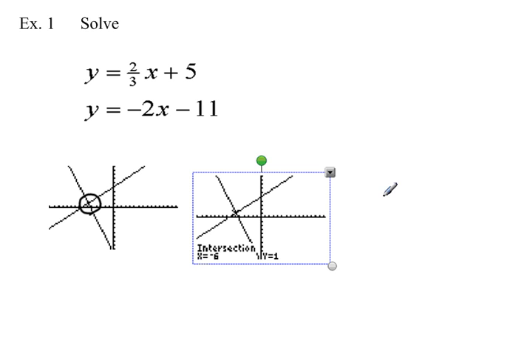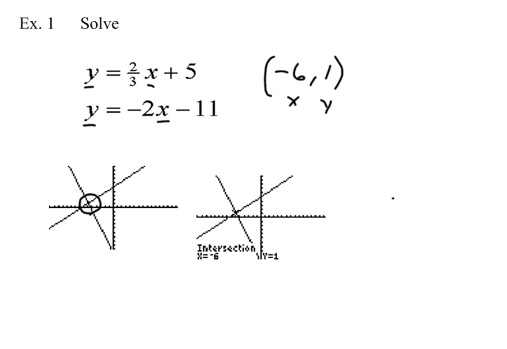Okay, so what does that mean? So our answer here, let me write it as a point, negative 6, comma 1, meaning this is the value for x and y that we can plug into both of these equations and make them both true. Okay, so let's take a look at another example.